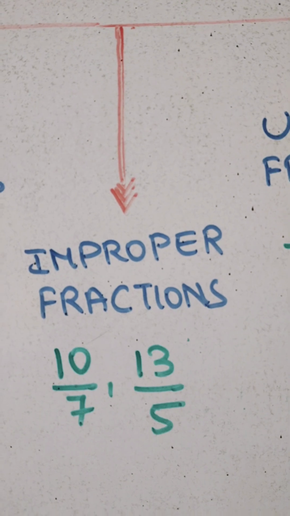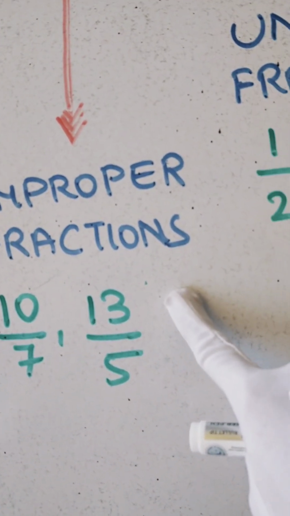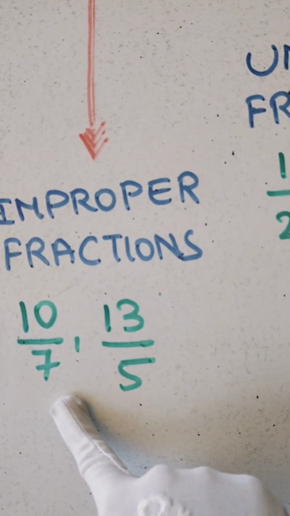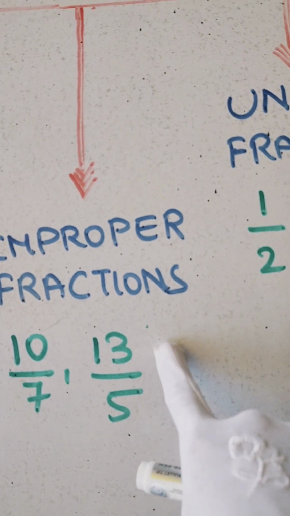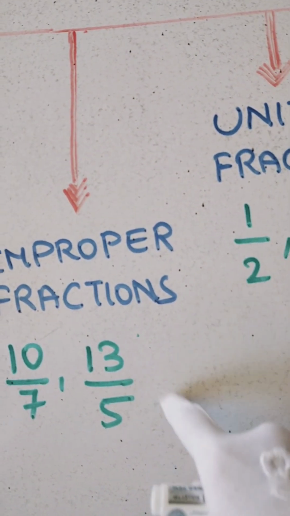Then we have something called an improper fraction. Improper fraction means the numerator is bigger than the denominator. Numerator is bigger, denominator is smaller. It's like one thin person trying to lift a heavy person. Difficult, right? So it's like that. This is an improper fraction.